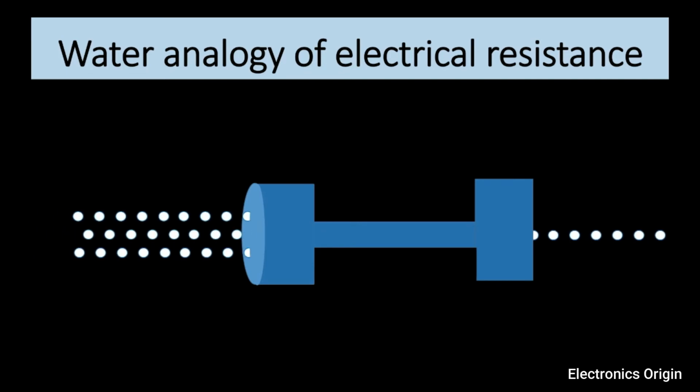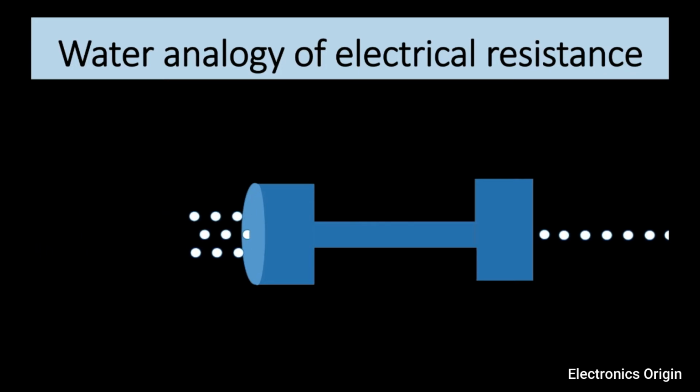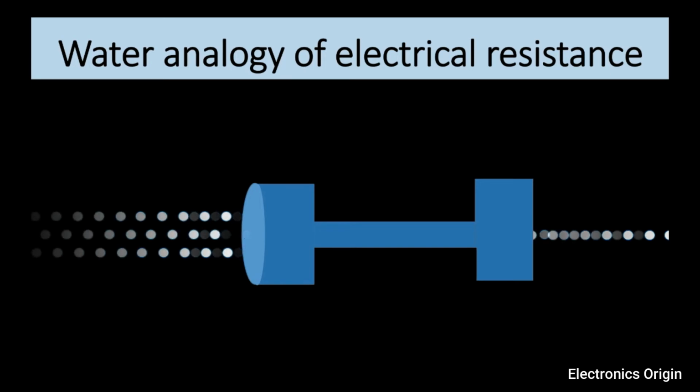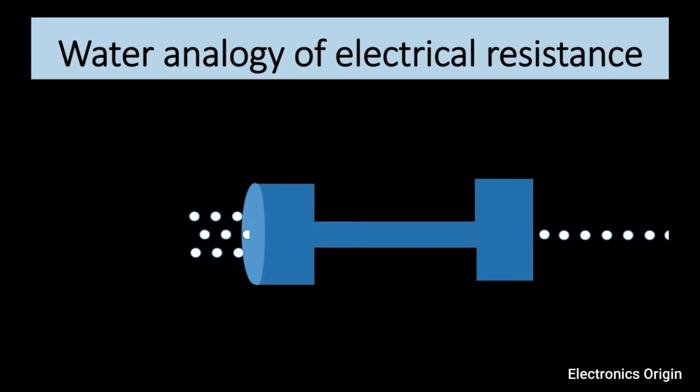More water will flow through the pipe when more pressure is applied and the bigger the pipe. Likewise, more current will flow through the circuit when more voltage is applied and the lower the resistance.